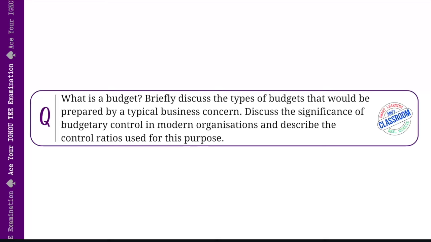Activity ratios evaluate how efficiently the organization uses its resources. So, examples of activity ratios include inventory turnover ratio, which is found by dividing the cost of goods sold by the average inventory, or receivables collection period ratio, which is obtained by dividing the accounts receivable by sales per day. So, these are all the budgetary control ratios which we can use.